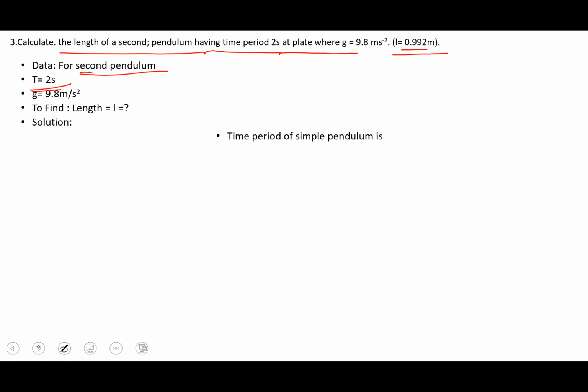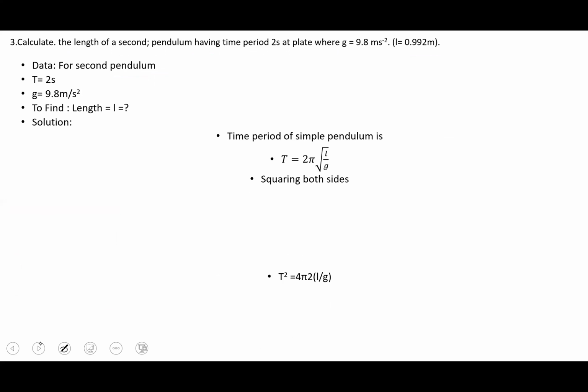First of all, we have to understand the formula of the simple pendulum, which is, according to the time period, T is equal to 2 pi under root L by g. Now, we have the same formula over here, T is equal to 2 pi under root L over g. So taking square on both sides because we want to find the value of L, it will be T square is equal to 4 pi square into L over g. And when we find out, the value of L will be equal to g T square divided by 4 pi square.